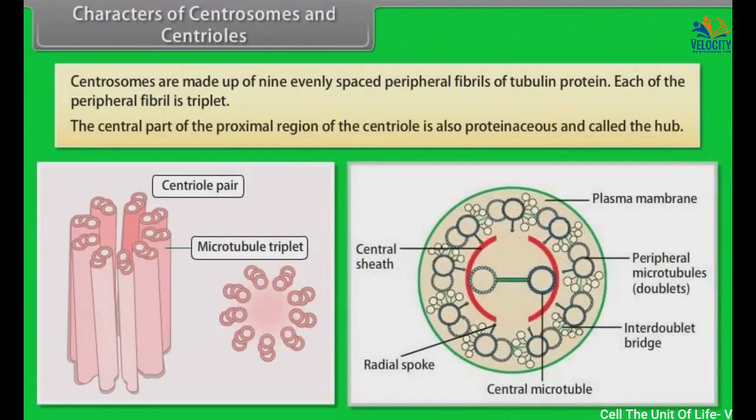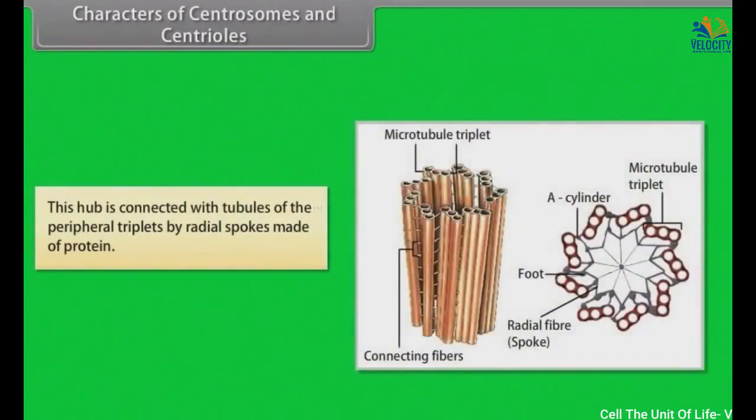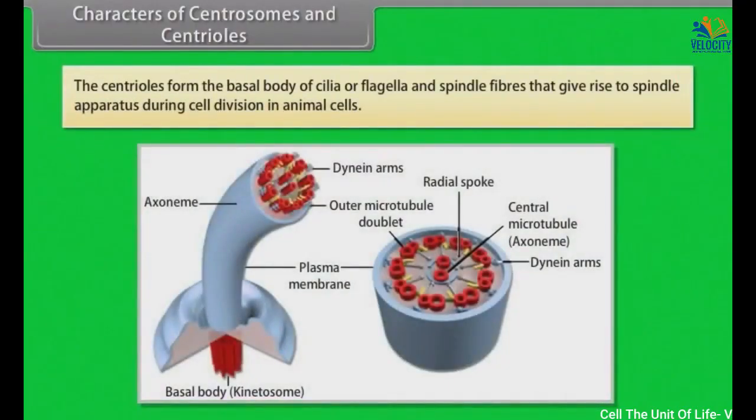The central part of the proximal region of the centriole is also proteinaceous and called the hub. This hub is connected with tubules of the peripheral triplets by radial spokes made of protein. The centrioles form the basal body of cilia or flagella and spindle fibers that give rise to the spindle apparatus during cell division in animal cells.